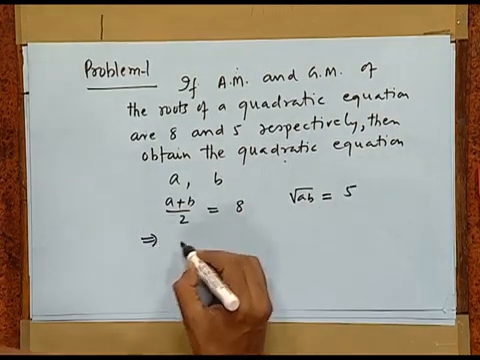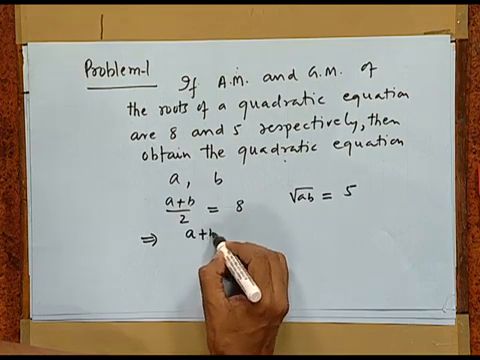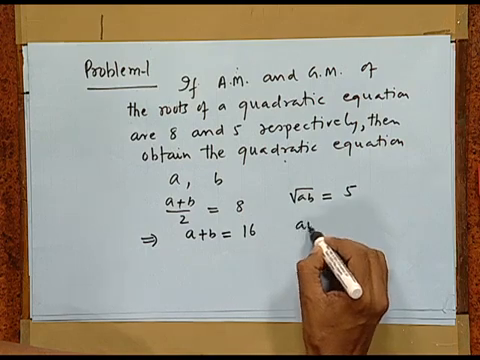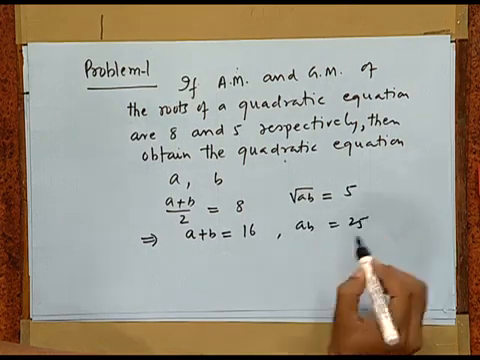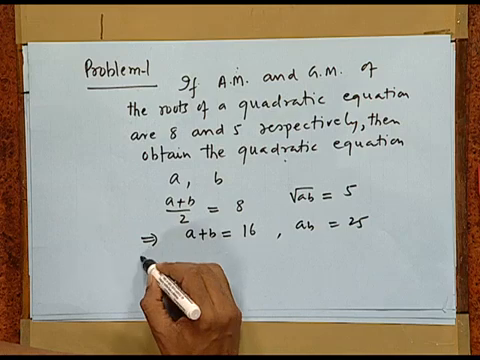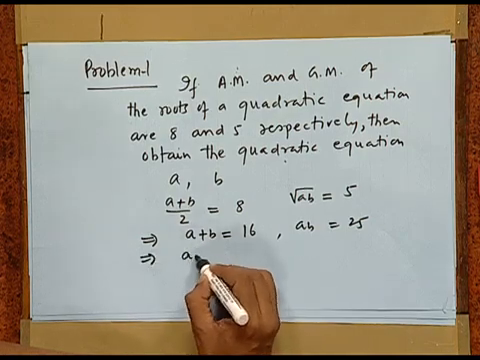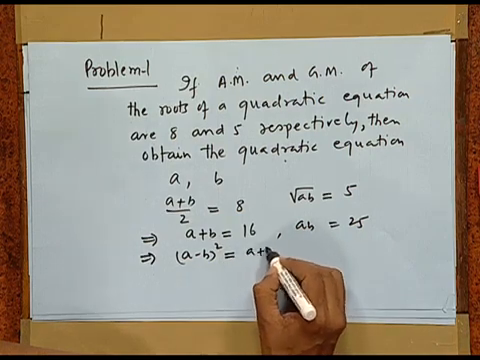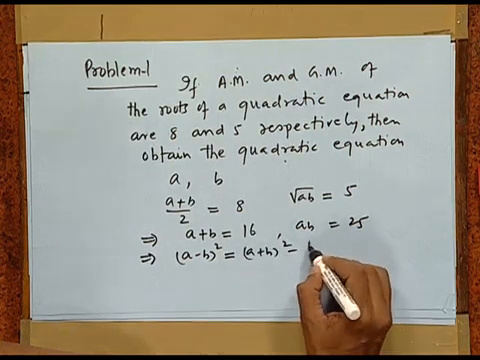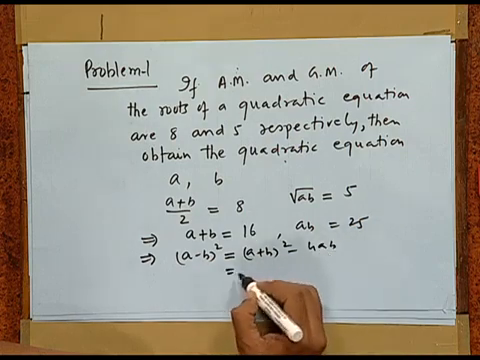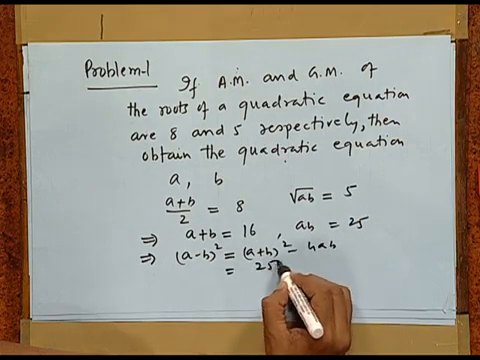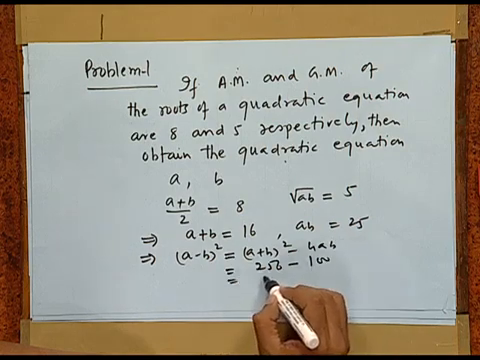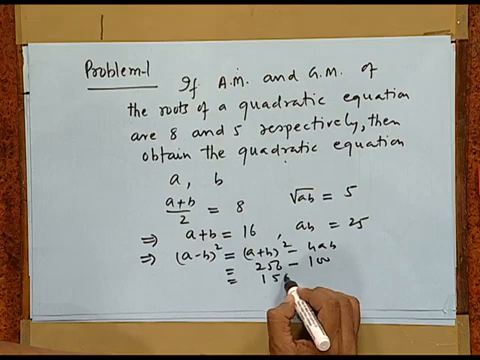This means A plus B is 16 and AB is 25. Now, as usual, we write (A minus B) whole square is equal to (A plus B) whole square minus 4AB. This makes 256 minus 100, that is 156.